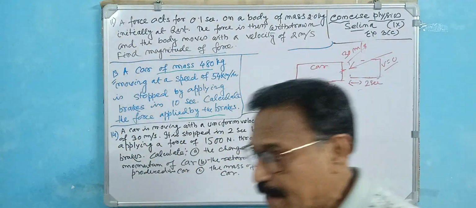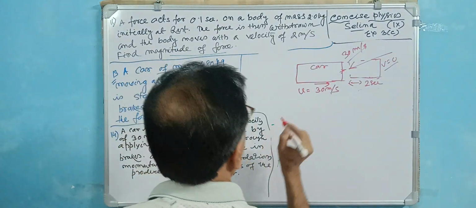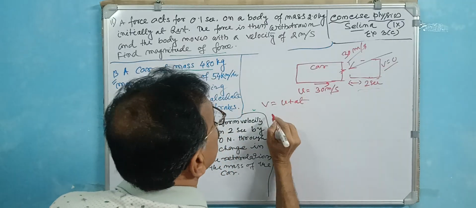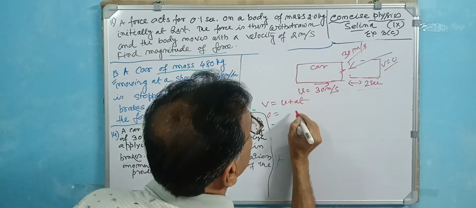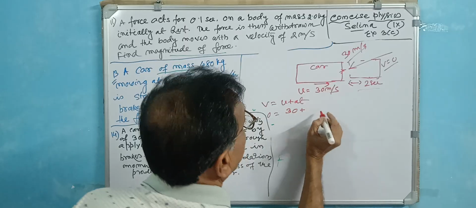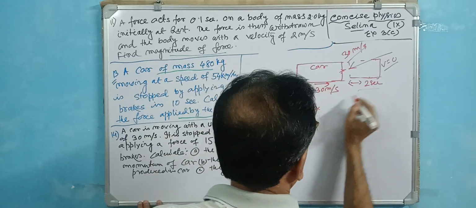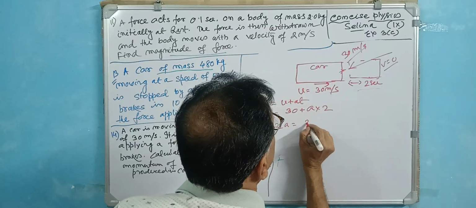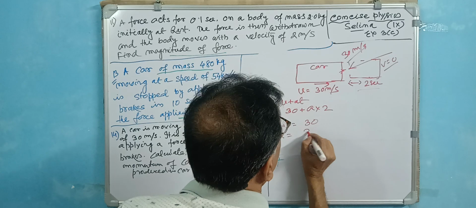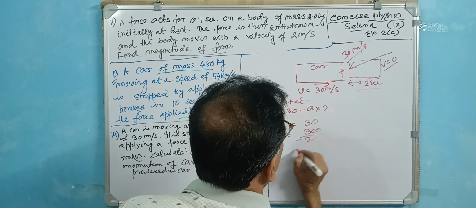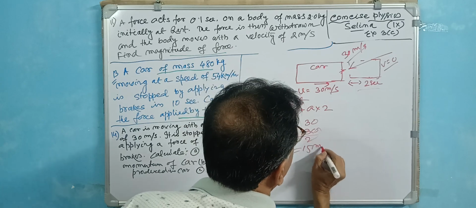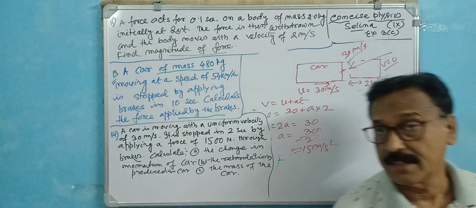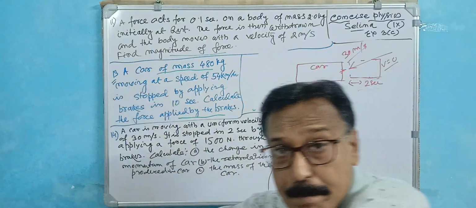That means what is the retardation occur? So this is first. V is equal to U plus AT. V is 0, U, you know, this is 30 plus A. First you calculate the retardation. So this is minus 2A, that is 30. So A is equal to 30 by minus 2. So it will be 15 meter per second square. Negative sign, that is actually the retardation, the acceleration developed when you apply a brake.